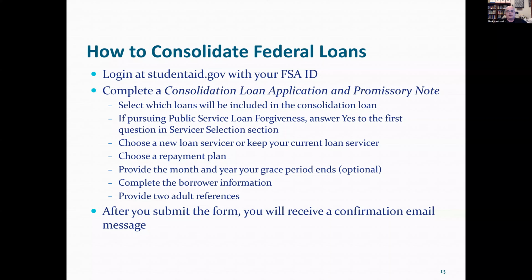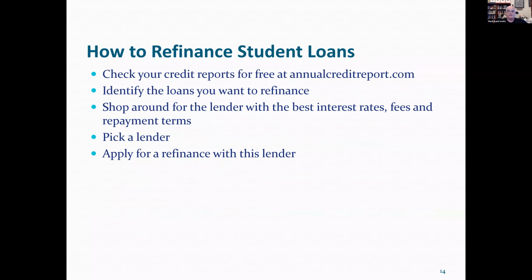Now let's talk about how to refinance a student loan. Normally, you're entitled to 1 free credit report per year for a 12-month period from each of the major credit bureaus. You can do this for free at annualcreditreport.com. And those credit bureaus are Equifax, Experian, and TransUnion.